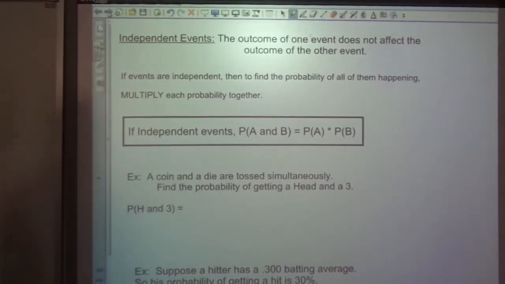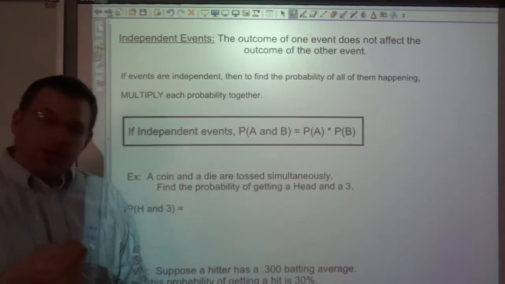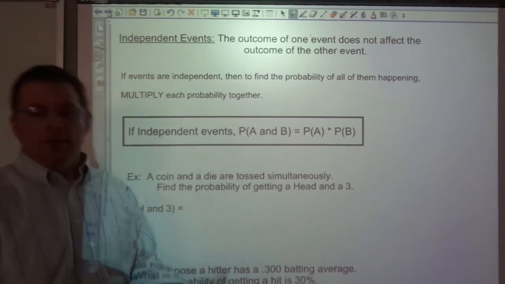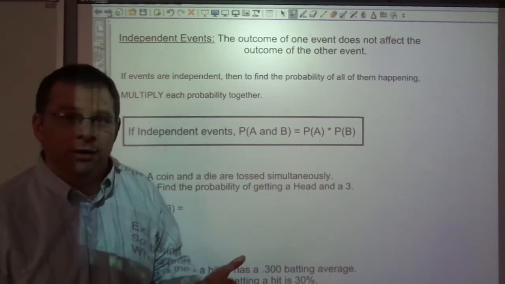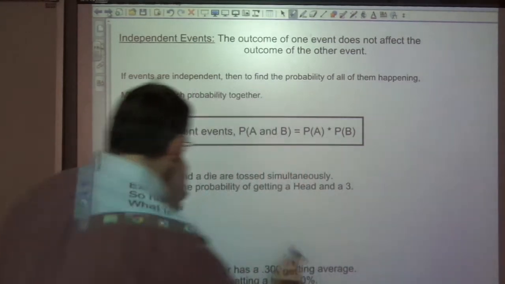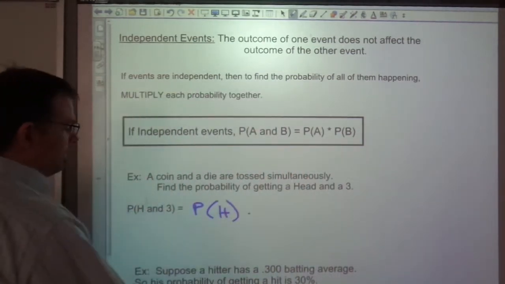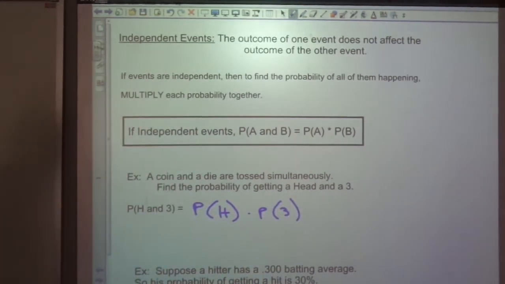A coin and a die are tossed simultaneously. Okay, does the coin, being heads or tails, affect or change the number that comes up on my die? No, this could be whatever it's going to be, and this could be whatever it's going to be, and the two things don't affect each other. So they are independent. So if I could find the probability of getting a head, then I could multiply that by the probability of getting a 3, because they are independent.